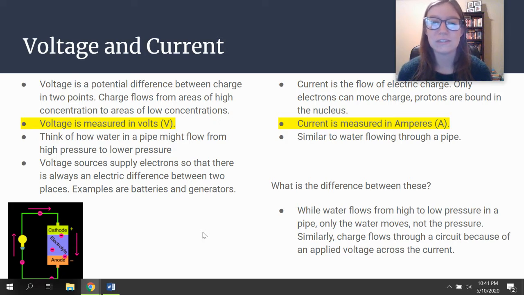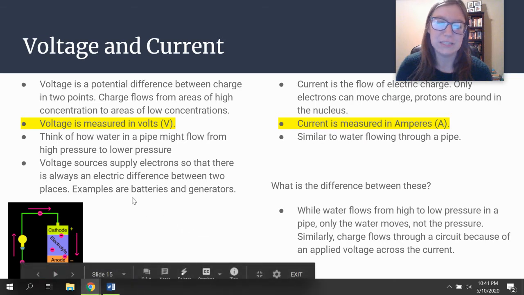Voltage sources make sure that there's always a difference in charges between 2 different sections of a circuit. The 2 big examples for these are batteries and generators, both of which we will be describing how they work later on, either this week or the beginning of next week.